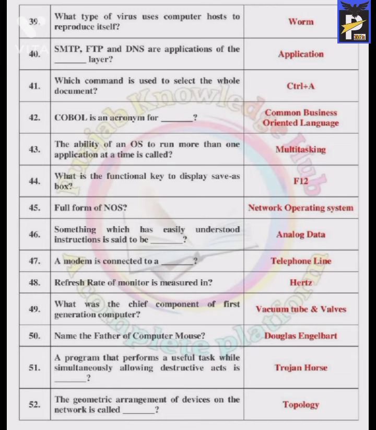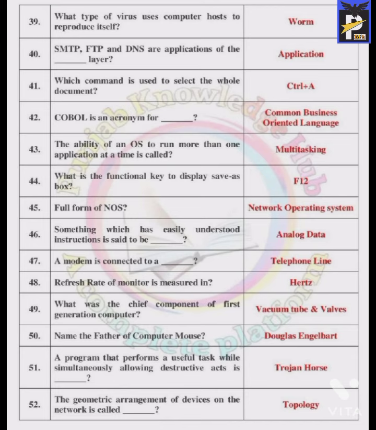Common business oriented language. The ability of an OS to run more than one application at a time is called? Multitasking. What is the functional key to display save as box? F12. Full form of NOS? Network operating system. Something which has easily understood instructions is said to be? Analog data. A modem is connected to a? Telephone line.